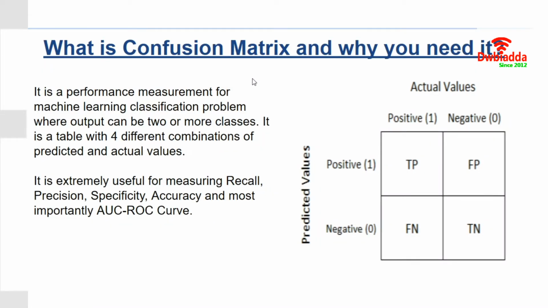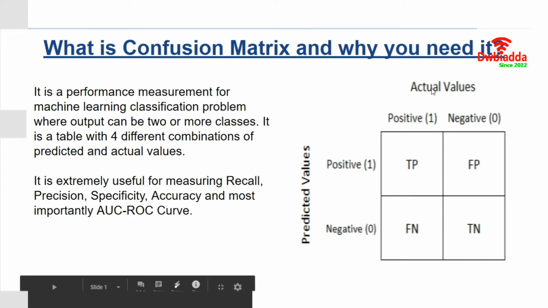Everyone, today we are going to discuss a new topic: what is a confusion matrix and why you need it. This is a performance measurement for machine learning classification problems where the output can be two or more classes. It is a table with 4 different combinations of predicted and actual values, which you can see on the right side of the table.